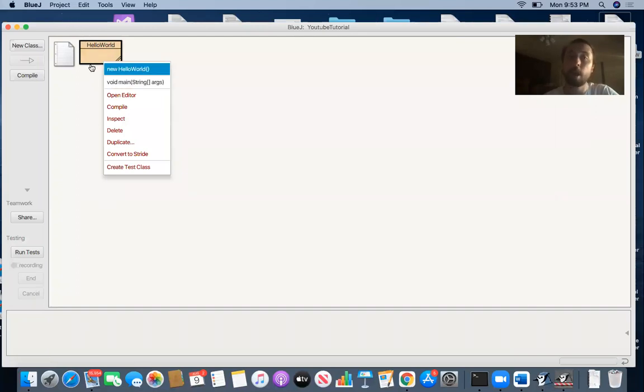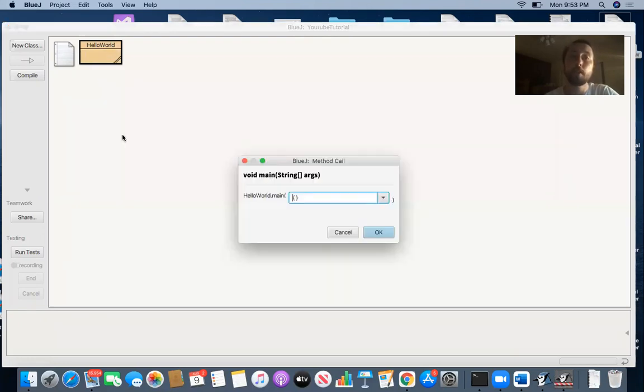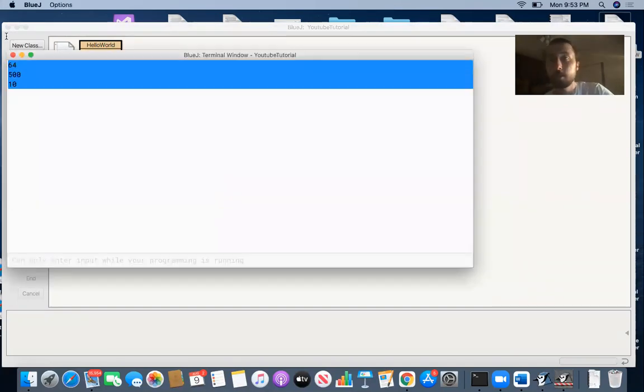Make sure that you compile and then press close, and then right click on the class, see the drop down menu, press void main string args, press OK, and indeed we get those three numbers that we were predicting: 64, 500, 10.